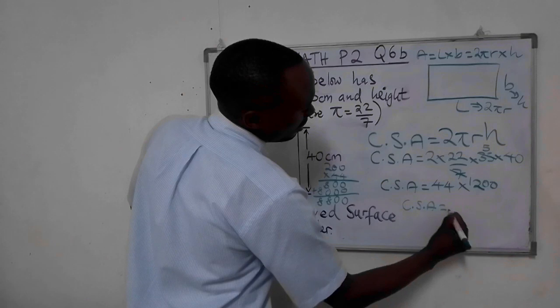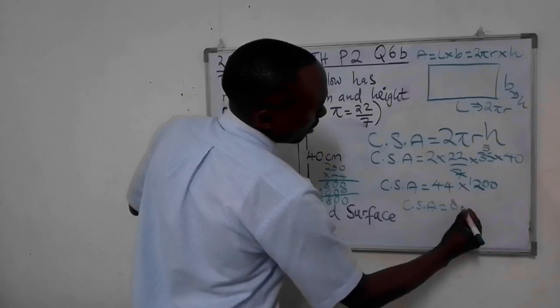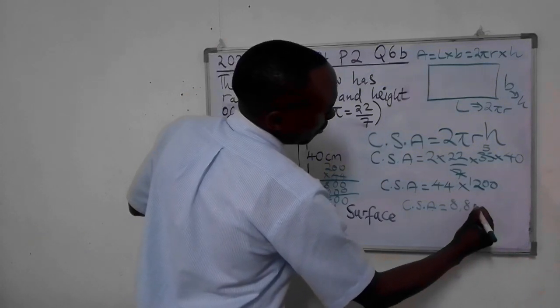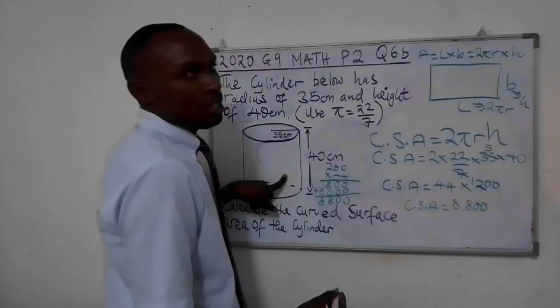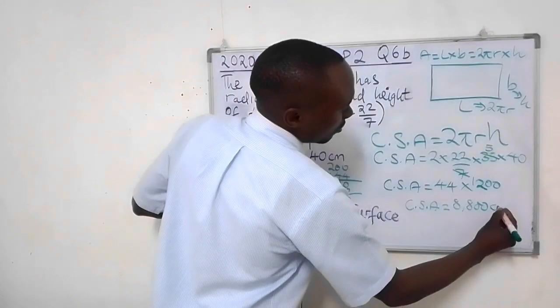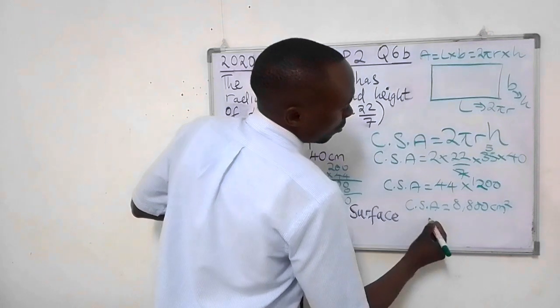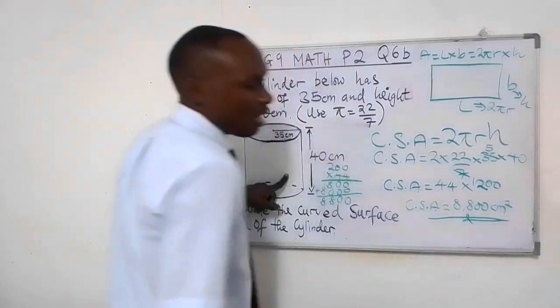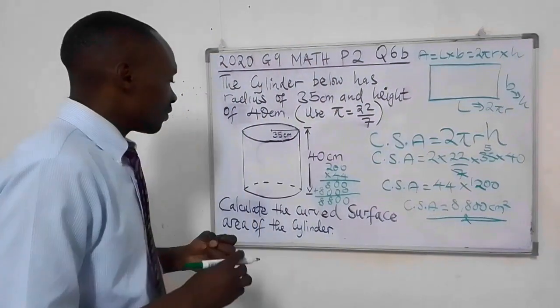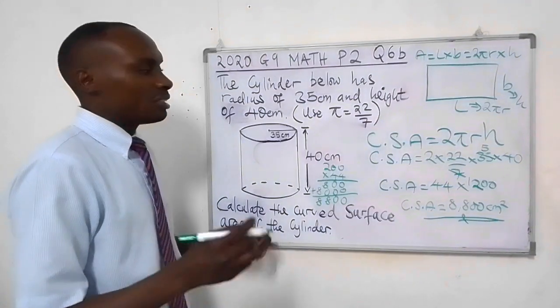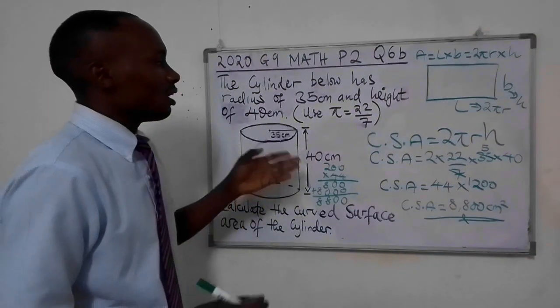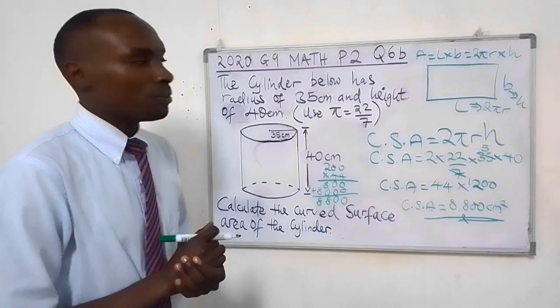So then we can conclude to say CSA is equal to 8,800 square centimeters. This is our curved surface area of the cylinder for the information that we've been given.